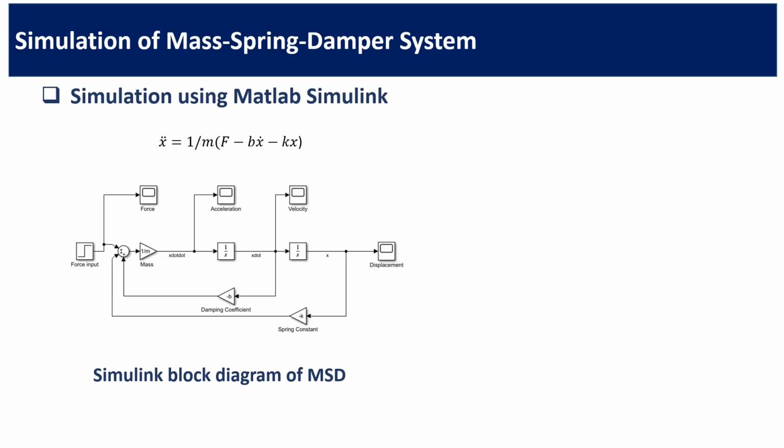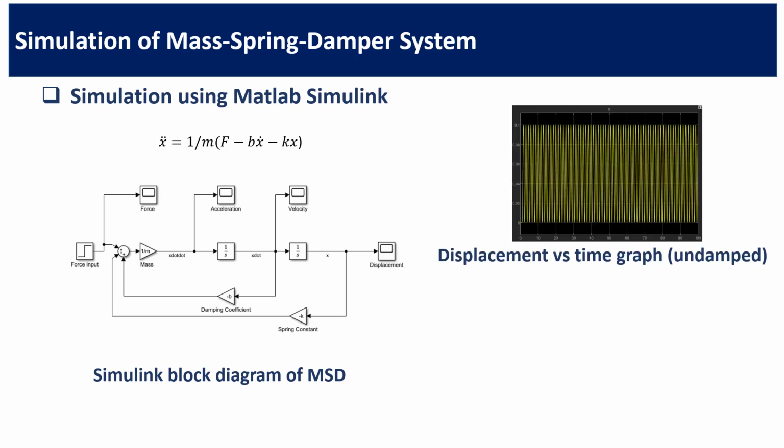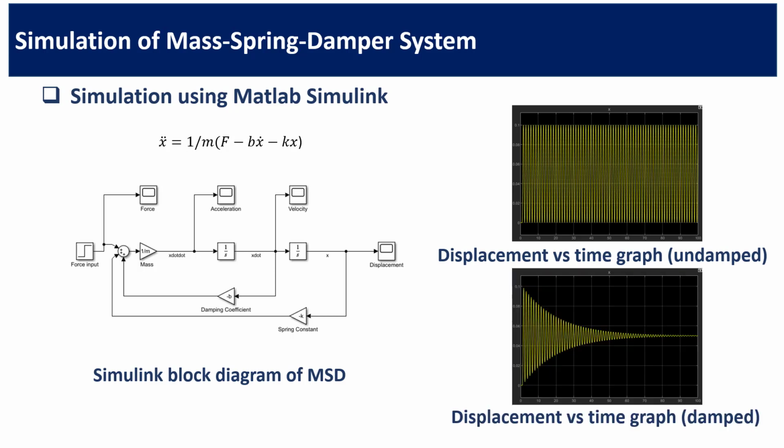We can also display results of displacement, velocity, and acceleration for different conditions. For example, if we take B as 0 or no damping condition, then the displacement versus time graph shows undamped continuous frequency. On the other hand, with a particular B value, the displacement and time graph shows damped frequency. Using the simulation result, we can select an appropriate spring and damper for a specific application where mass and induced force are known.